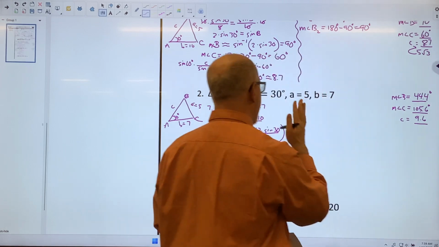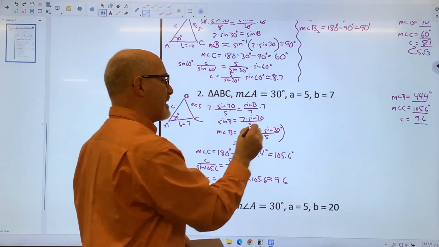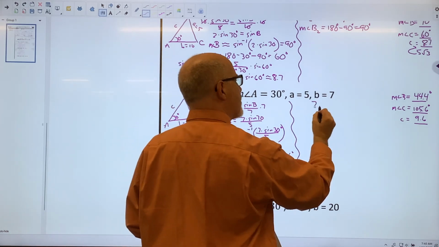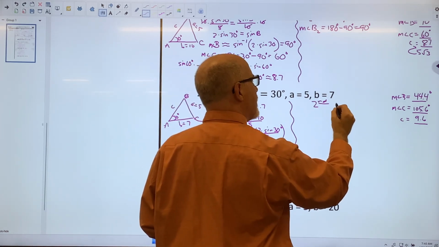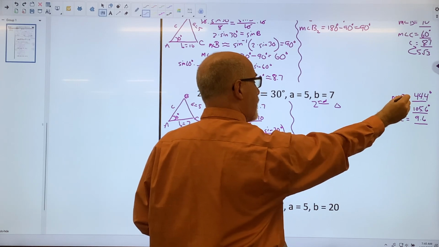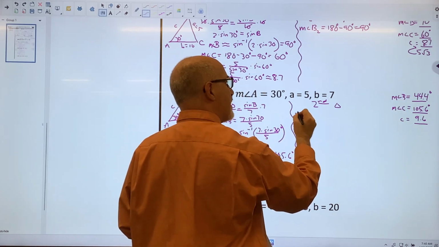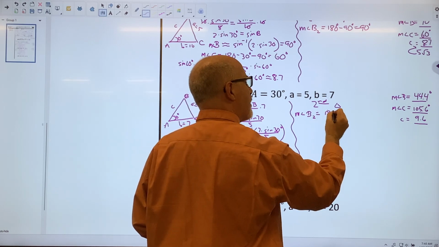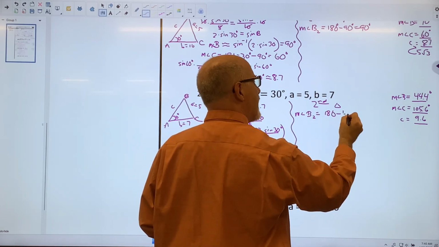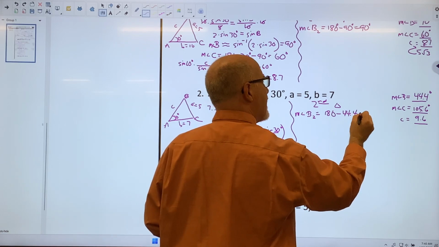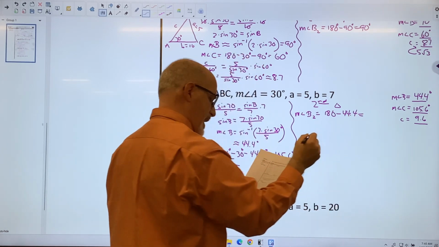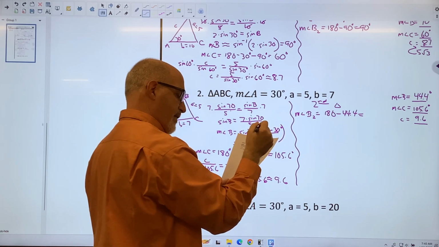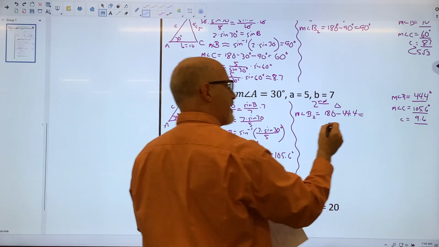Now that is my first solution. For my second possible triangle, I have to go back to this 44.4 and find its supplement. So the measure of the second possible B is the supplement of the first one. So 180 minus 44.4 gives me, for an angle, 135.6.